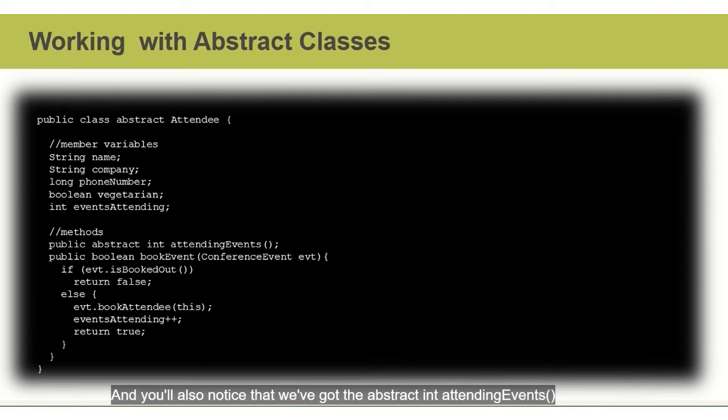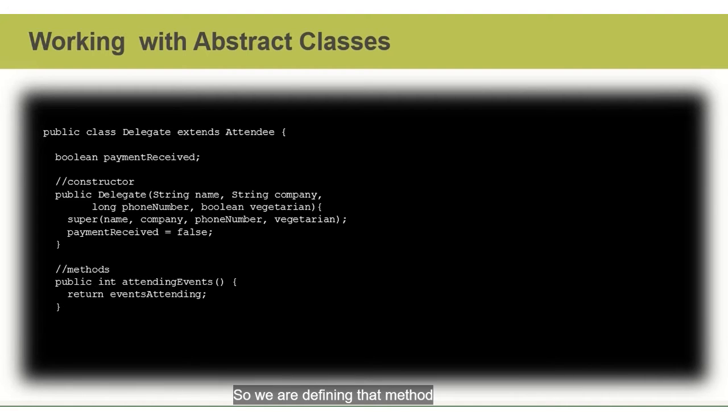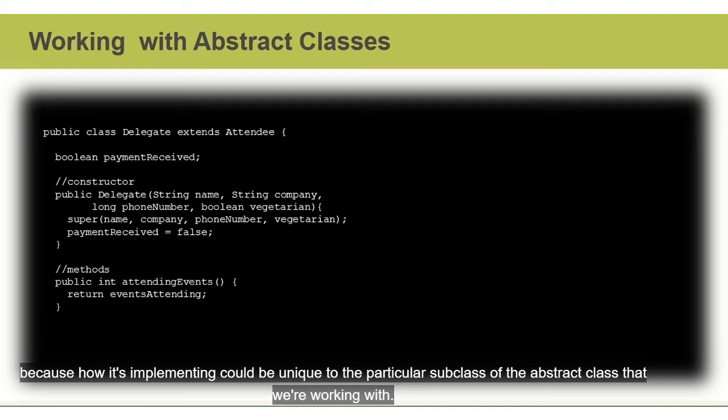And you'll also notice that we've got the abstract int attending events. And again, in the subclass is where we're actually implementing that method. So we're defining that method because how it's implemented could be unique to the particular subclass of the abstract class that we're working with.